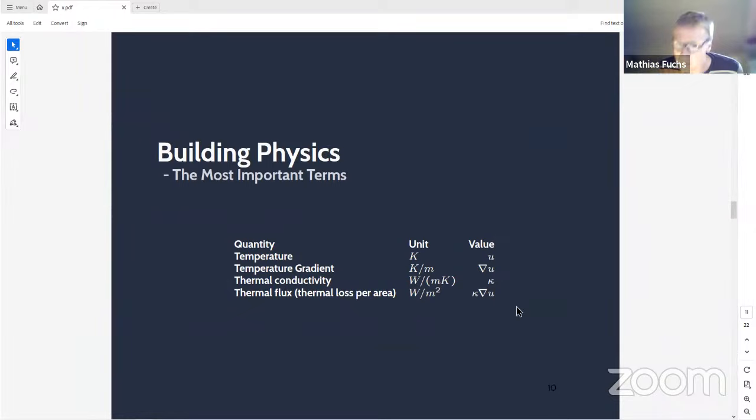All right, so you know we have the temperature, we have the temperature gradient, we have the thermal conductivity, which is a material property. And the most important quantity to know is the thermal flux, which is a vector field. And even though it's a vector field, it has the unit watt per square meter. So you think that watt is a scalar, but watt per square meter actually has a direction, and that's a vector field. And that's all you need to know.